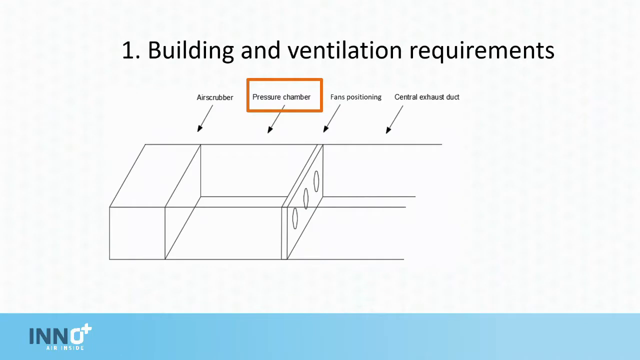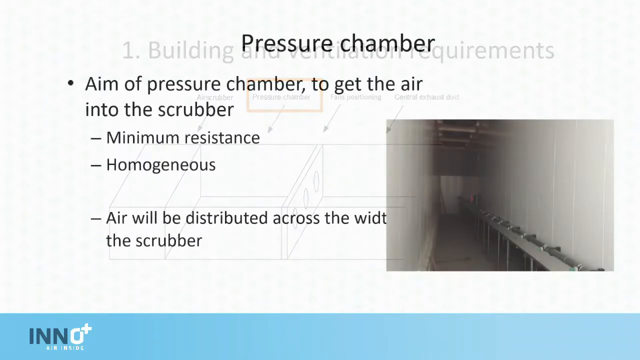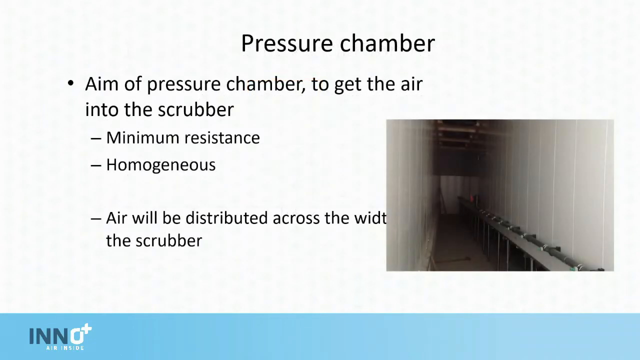Pressure chamber. The purpose of the pressure chamber is to bring the air into the air scrubber with as little resistance as possible. The air will be divided along the width of the air scrubber. By doing so, the air becomes more homogeneous towards the air scrubber.